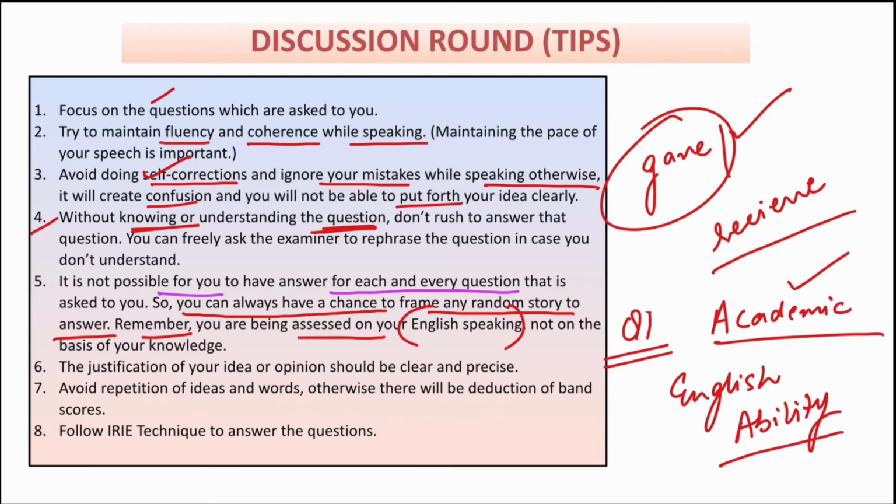Now, the sixth point says the justification of your idea or opinion should be clear and precise. Whatever the examiner is expecting you to answer, you need to be very clear and precise in that. If you're not using vocabulary words but using simple sentences in your answers, that's okay because it can be clearly understood. But if you are trying to use idiomatic language or vocabulary words, and your sentences are not clear and not understood by the examiner, you are definitely going to lose points. So it's better to be clear in your sentences.